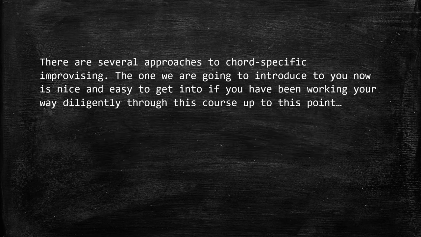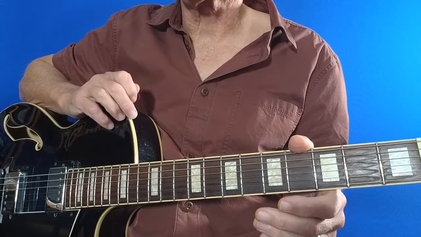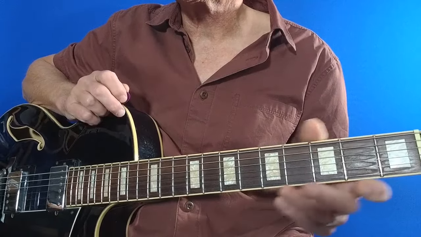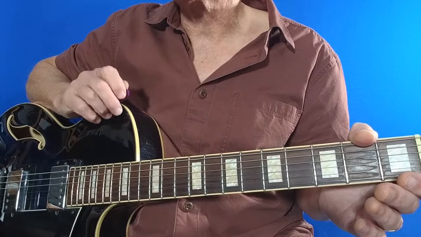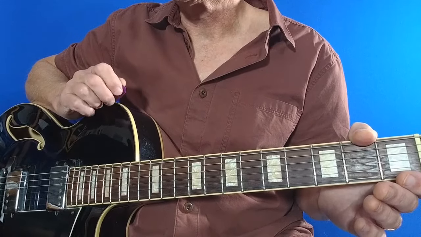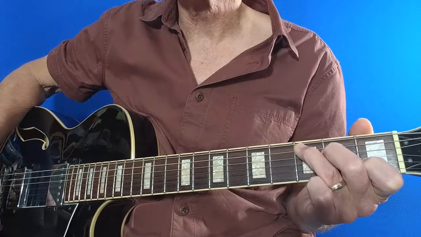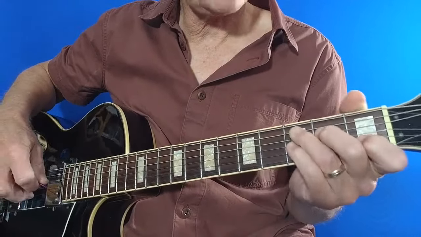There are several approaches to chord-specific improvising. The one we're going to introduce to you now is nice and easy to get into if you've been working your way diligently through this course up to this point. The chords we play over mostly fall into one of three types: major, minor, and dominant seventh. Later on the course, we'll explore in depth how each of these is defined and what function each serves. But for now, let's simply think of the three chords C major, C minor, and C seventh.